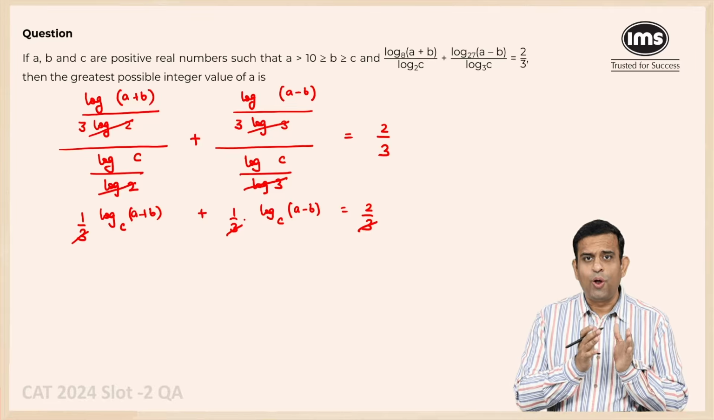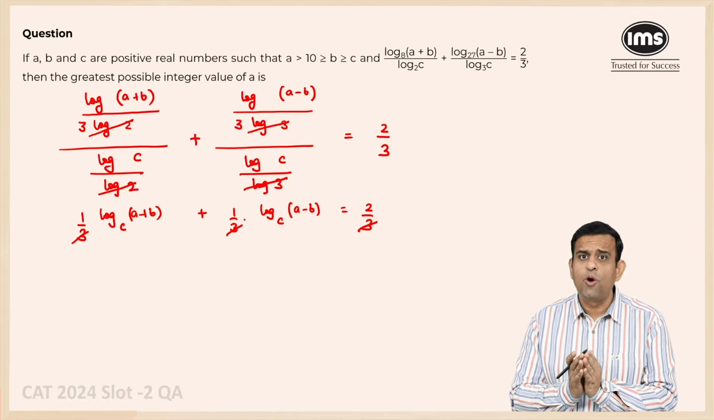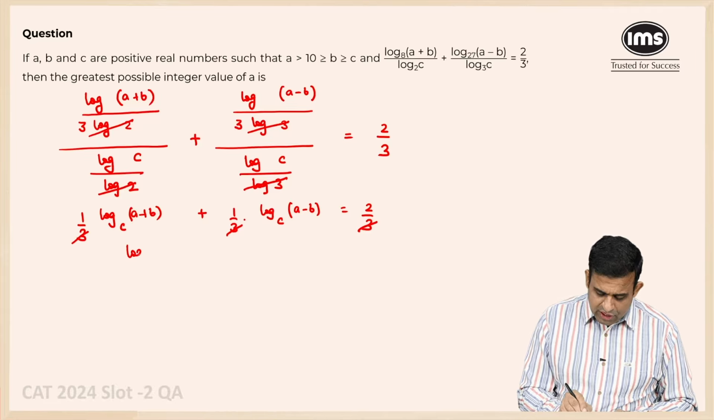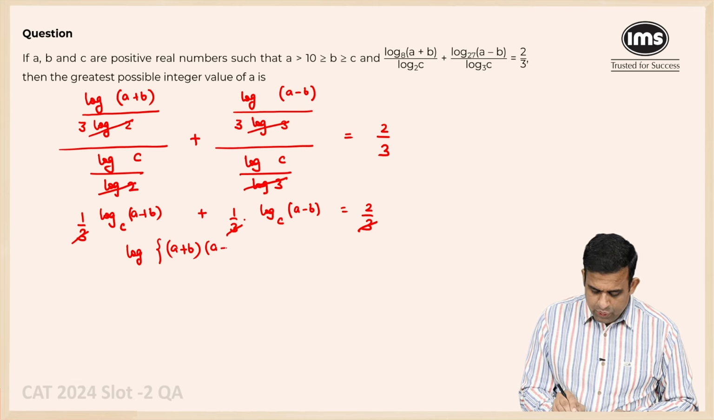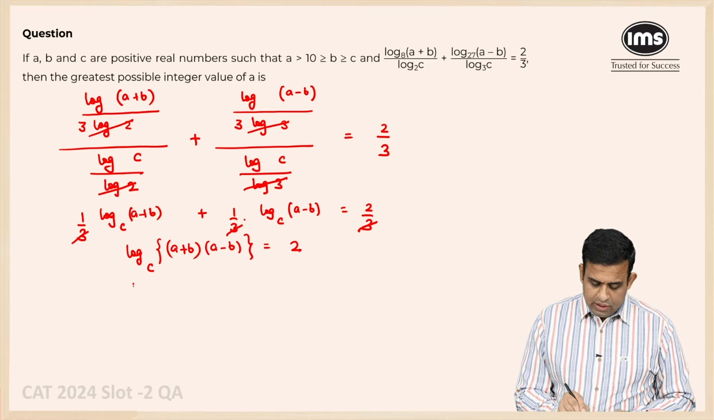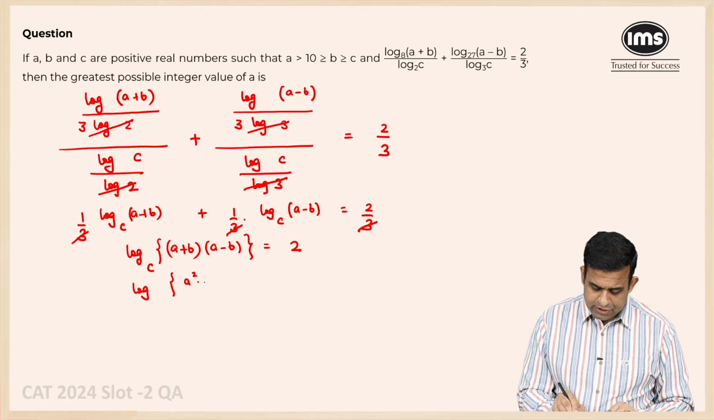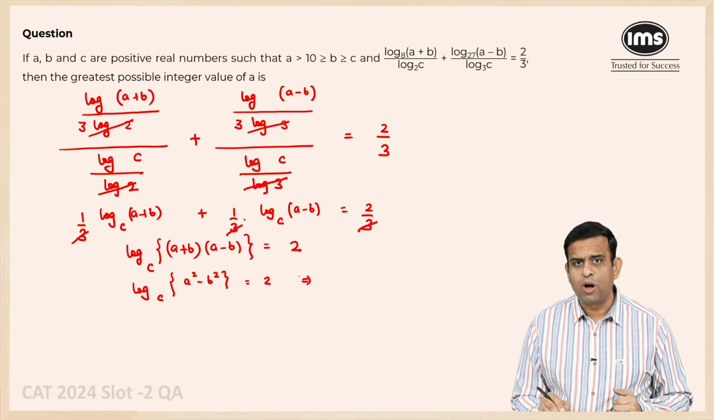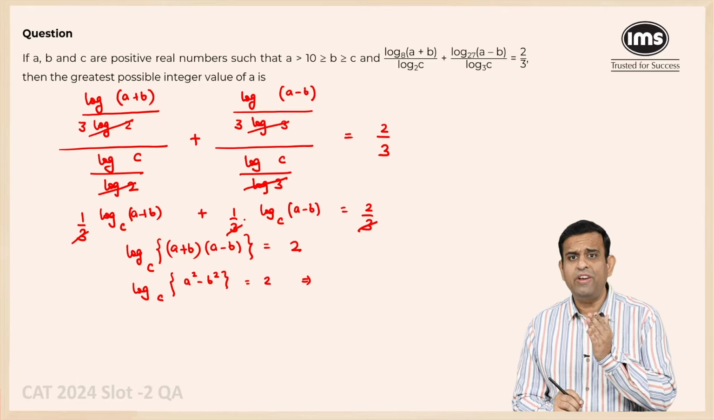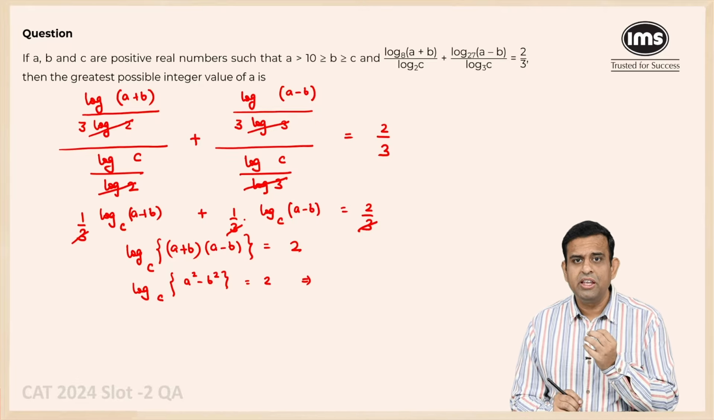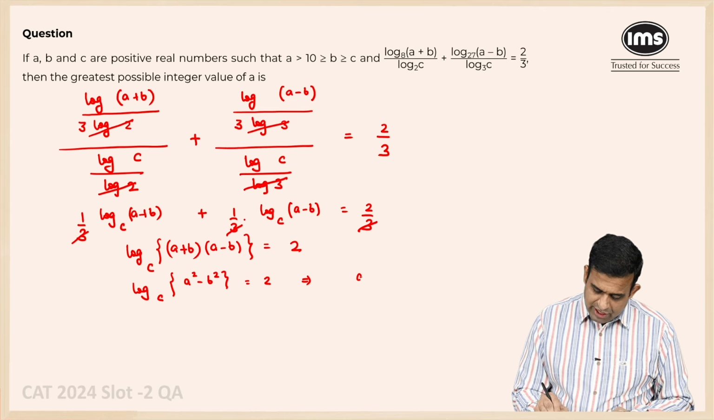Now what happens now? Log of m plus log of n is equal to log of m times n. So one can say log of a plus b into a minus b, base c, is equal to 2 now. Then this term a plus b into a minus b is nothing but a square minus b square, base c, is equal to 2. And now we know this property from the definition of logarithm. If I have log of a to the base b is equal to n, then a is nothing but b power n. So one can say a square minus b square is equal to c square.